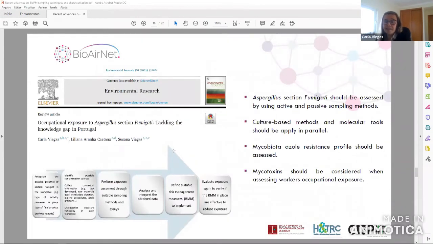Recently this year, we did a study including all the results for the Aspergillus section Fumigati from the assessments that we have performed since 2012. And besides giving guidance for an accurate exposure assessment, we also concluded about the need to perform the assessment using active and passive sampling methods, to apply culture-based methods and molecular tools in parallel, and to not neglect the assessment of the microbiota azole resistance profile and the mycotoxin exposure assessment.